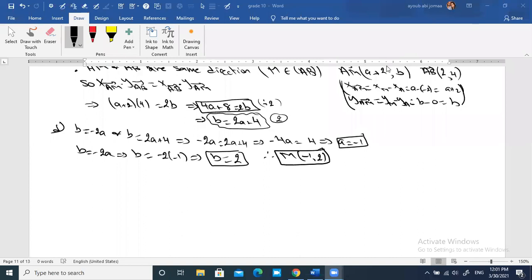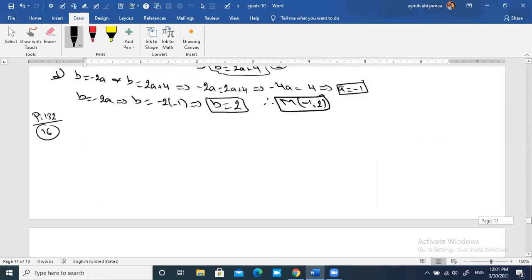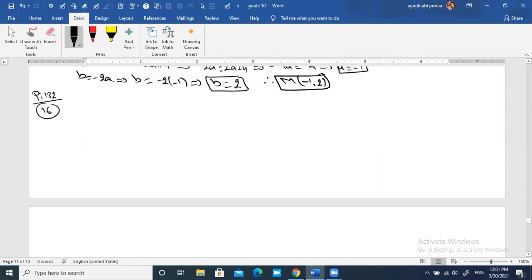Exercise 16, page 132. Another simple exercise, without many ideas. Consider the points A with coordinates 2, negative 3, point B with coordinates 1, 4, and point M with coordinates x, y.